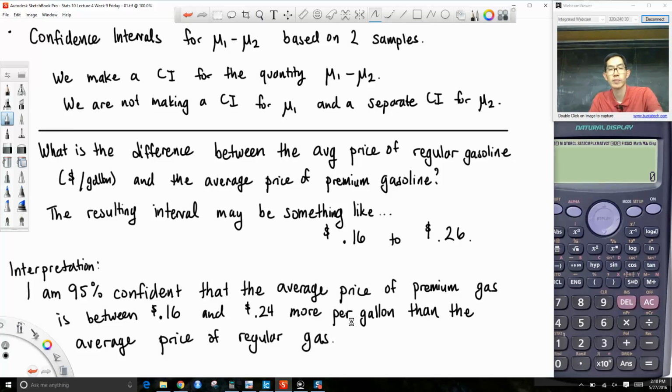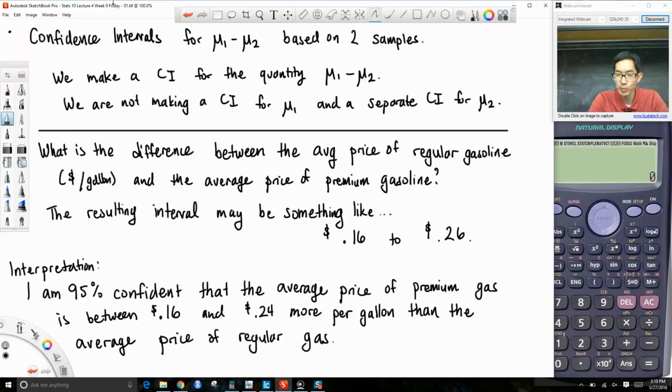Okay. Does this kind of make sense? What's going on? Again, we're not creating a confidence interval for the average price of regular and a separate confidence interval for the average price of premium. What we're doing is looking at the quantity mu1 minus mu2, the difference between the average regular price and the average premium price. And we're asking, what are plausible values for the difference between mu1 and mu2? Okay, and so we get something like this.